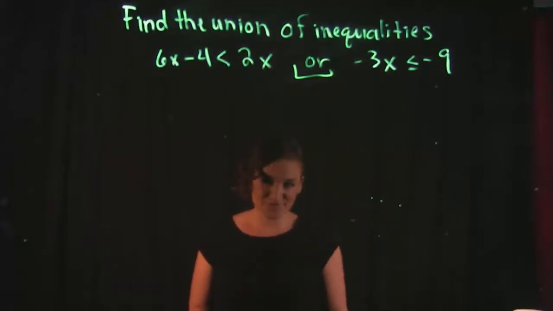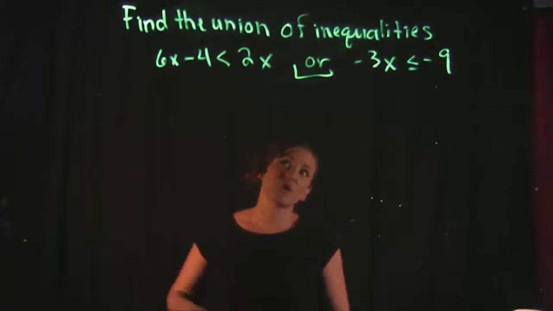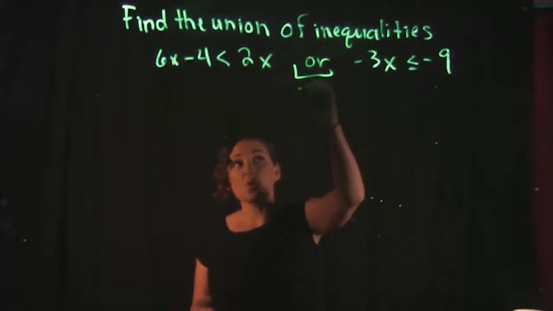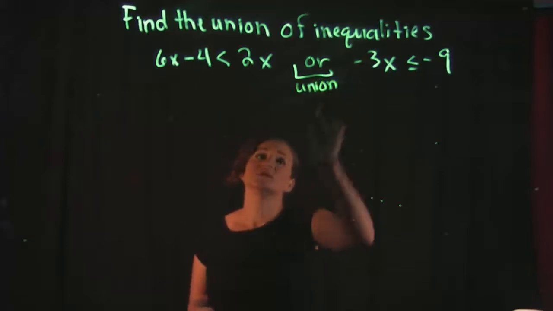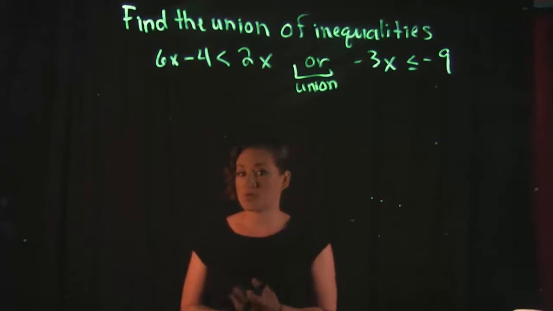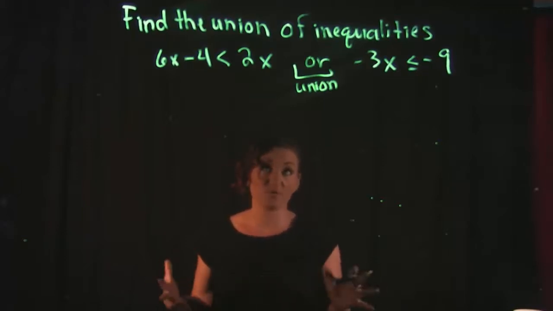So there's two variations of this problem. You can either draw the union or the intersection. If you're given the word or, that means union. If you're given the word and, that means an intersection. And it's important to understand the difference of both of those.